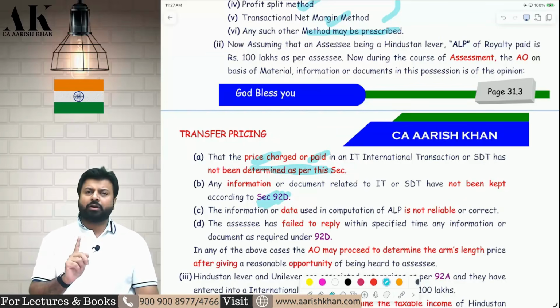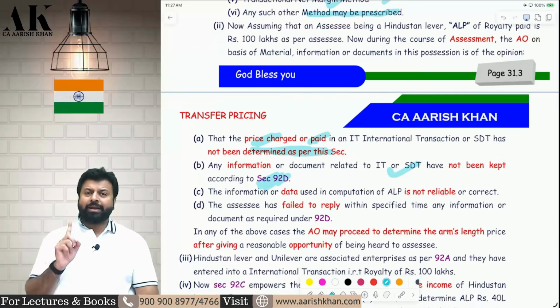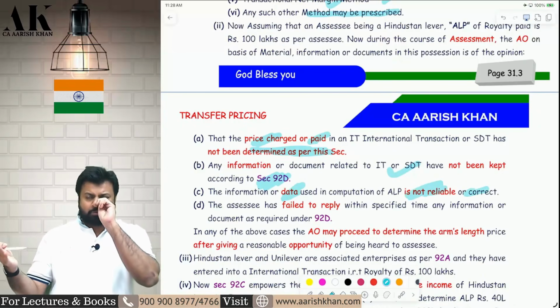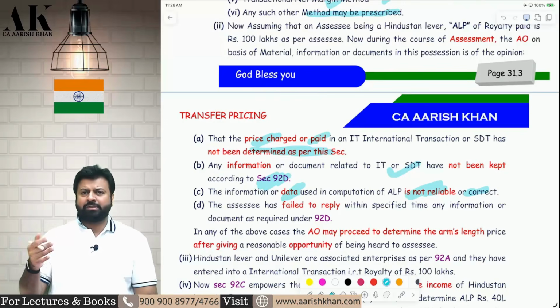If you don't maintain proper documents and information as per 92D, then the AO will determine your arm's length price. Third, for determining arm's length price, you should use data which is very reliable and correct. You should not use non-reliable or incorrect data. I always say that, you should not take the data from Google or ChatGPT, etc. You should take data from registered entities.